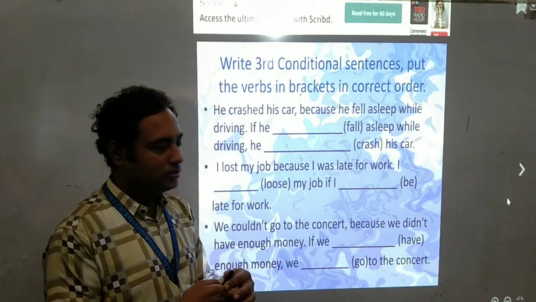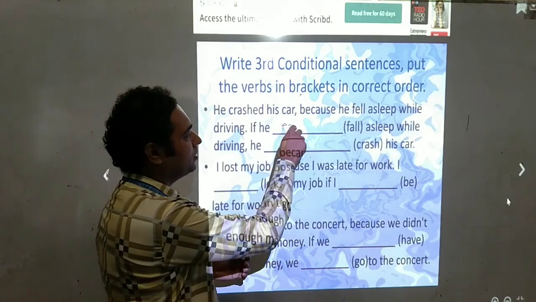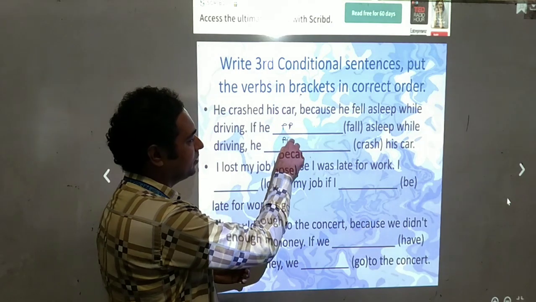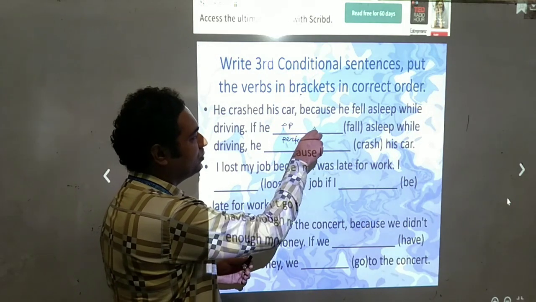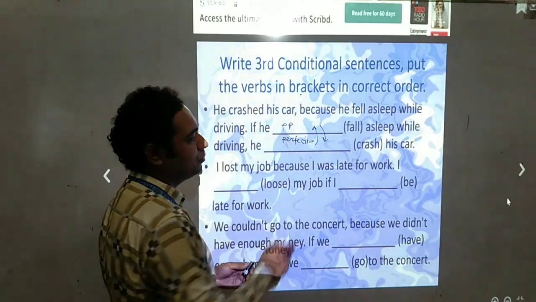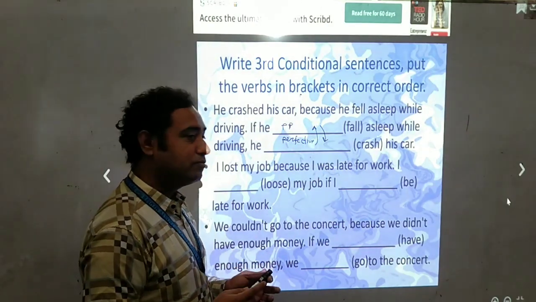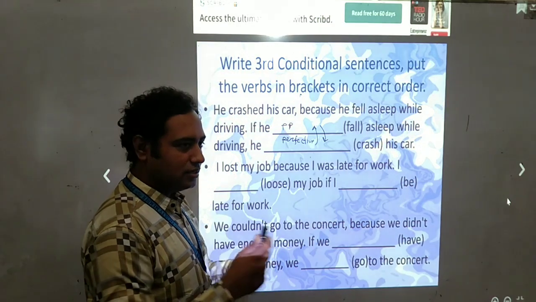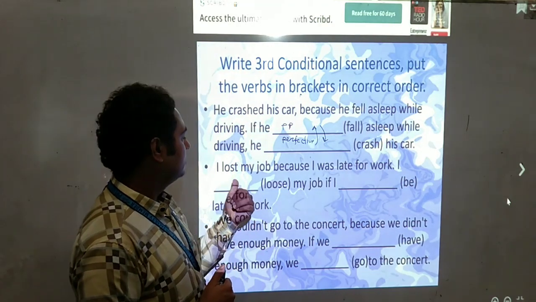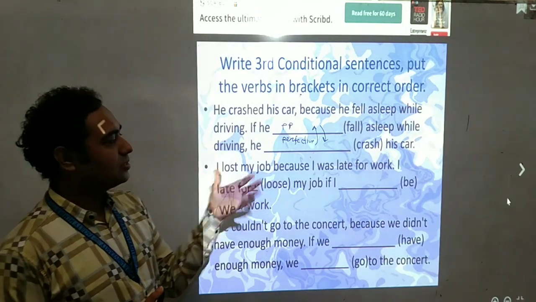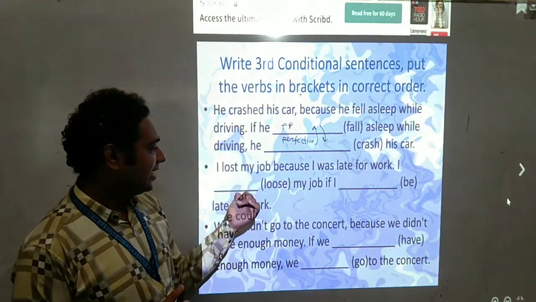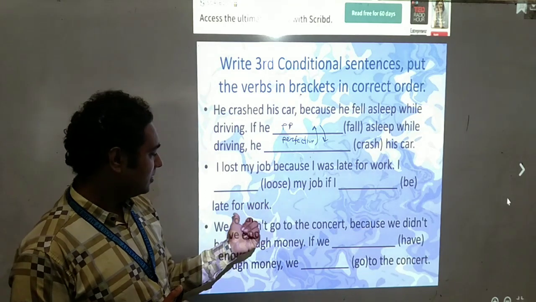Either way is possible. The formula is always past perfect plus perfective, as I already told you. You can change the order. Perfective could be here and past perfect could be here. Change the order, but the formula should remain together. Let's work with the next one. I lost my job because I was late for work. I lose my job if I be late for work.